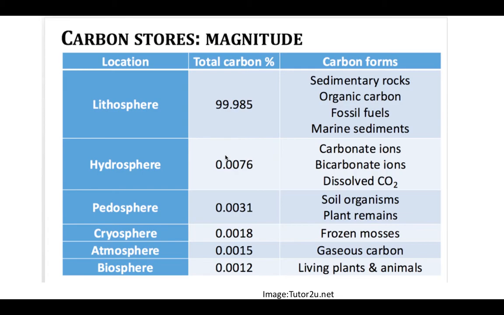And then we have the pedosphere, and those are the remains of organisms caught up in the soil. The cryosphere, some of the frozen mosses and stuff closer to the poles. And then far second to last is the atmosphere at 0.0015%, which might be surprising considering how much we hear about carbon in the atmosphere. But this little bit of carbon turns out to have a big effect on our climate, the temperature of our planet. So that's why we focus on this small bit of carbon quite a bit.